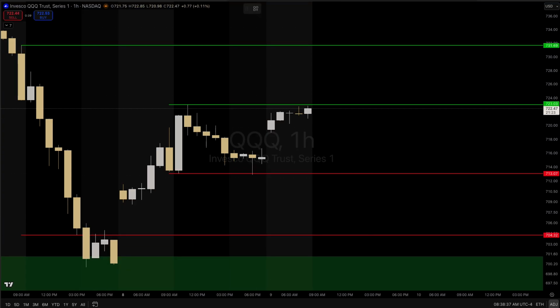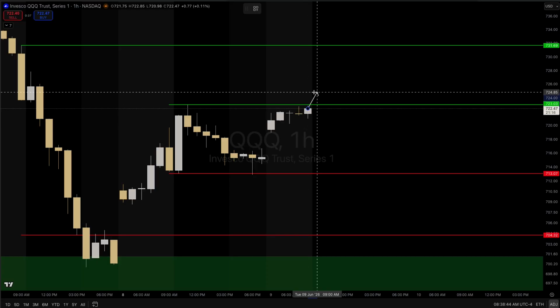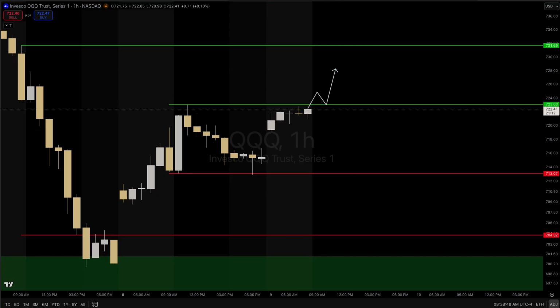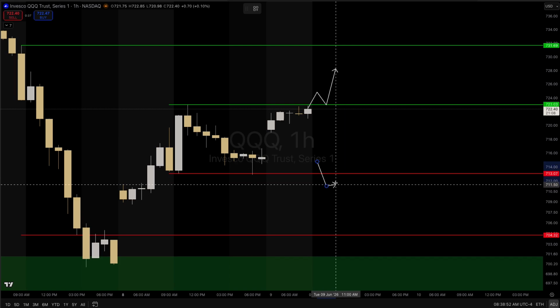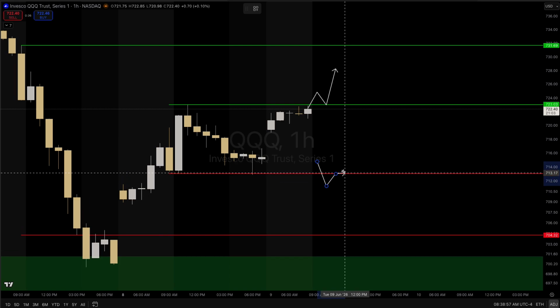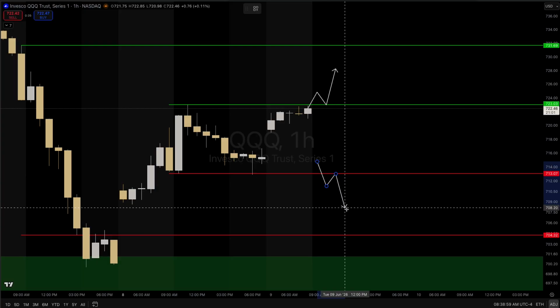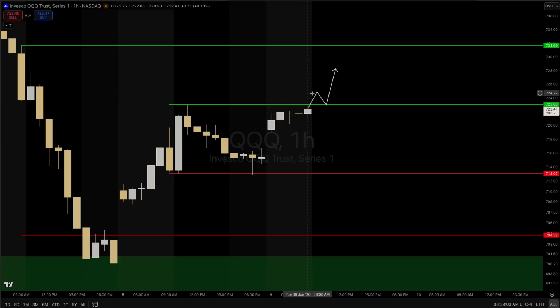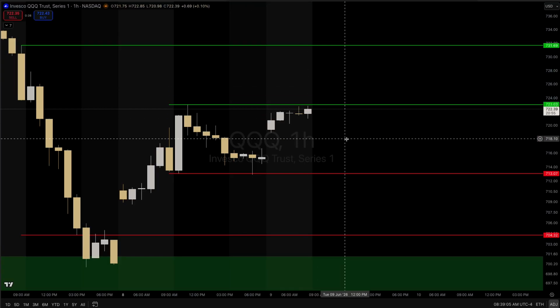On the major indices, what I want to see is if we can break above this previous day high, retest, and then I want to see the continuation. And same thing, if we break below this previous day low, then I want to see the price come back for the retest and then continuation towards the downside. These are the only two scenarios I'm looking at.